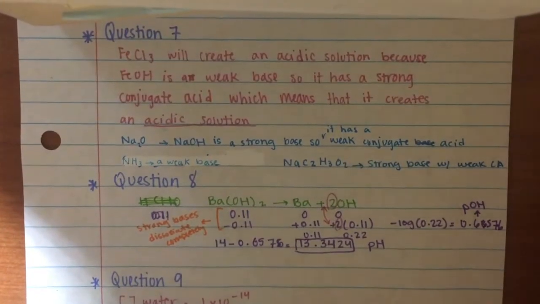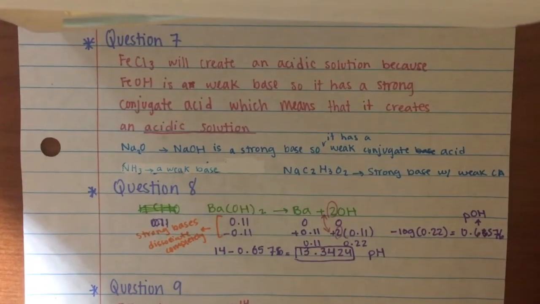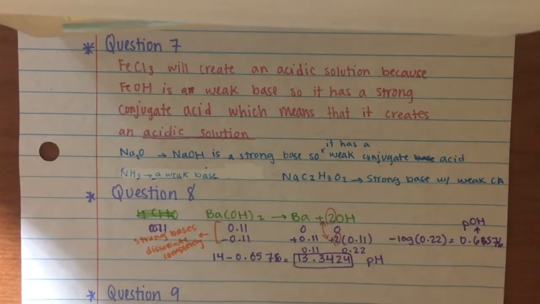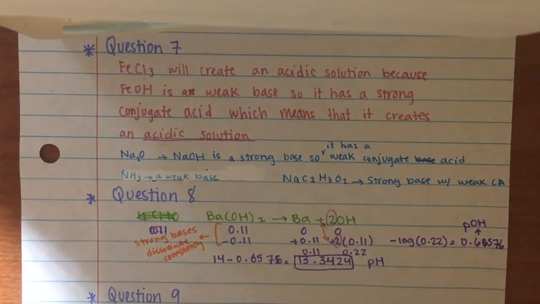Question number 7 says, which of the following substances will dissolve in water to produce an acidic solution? So I'm going to start with the wrong ones.